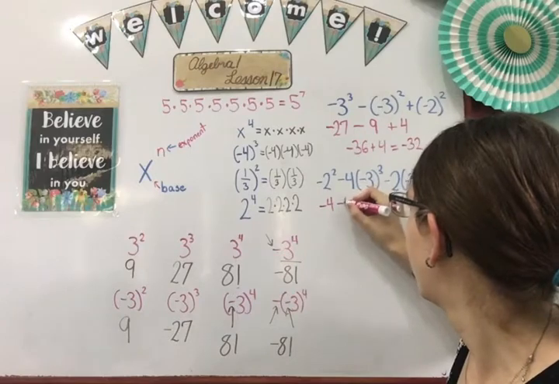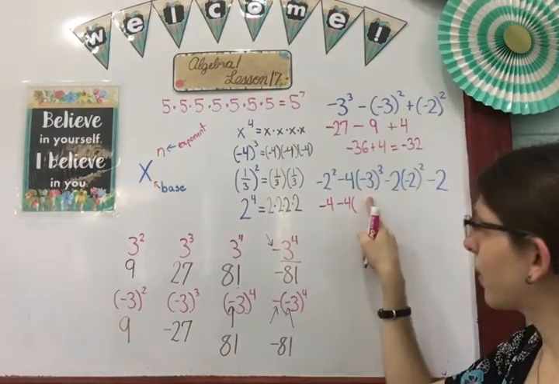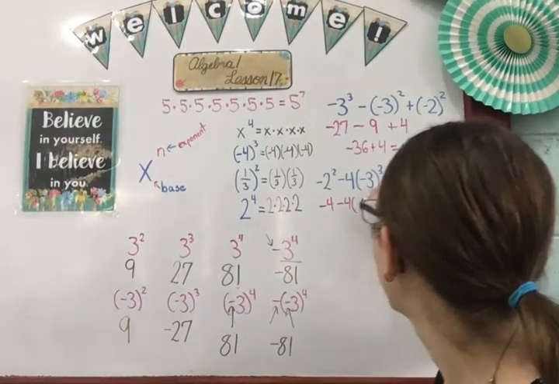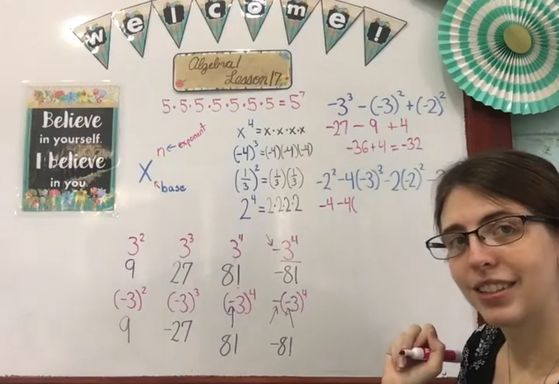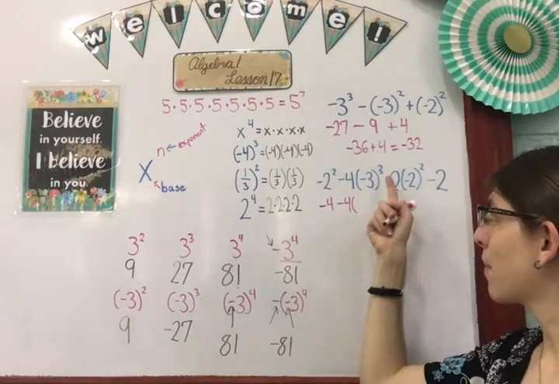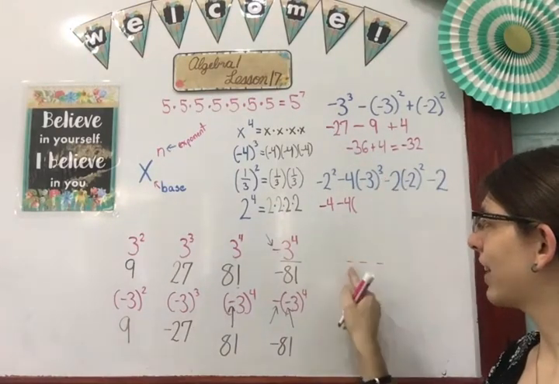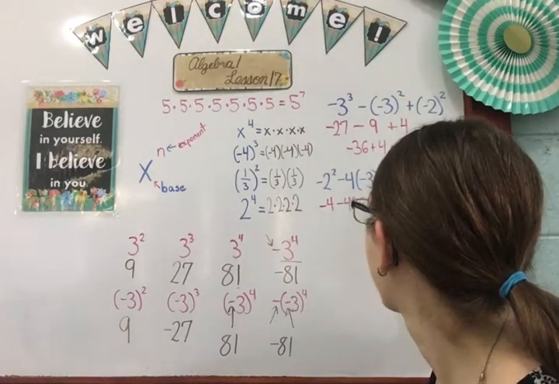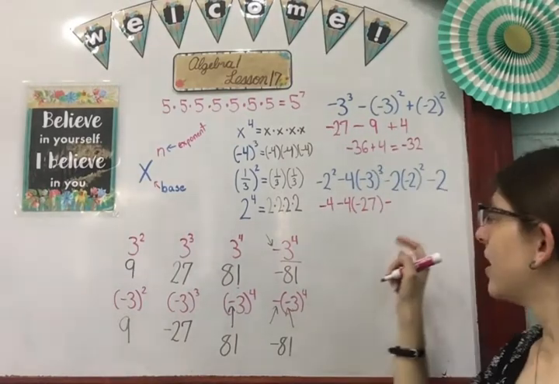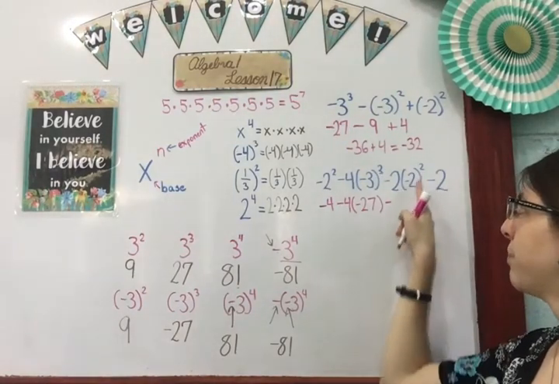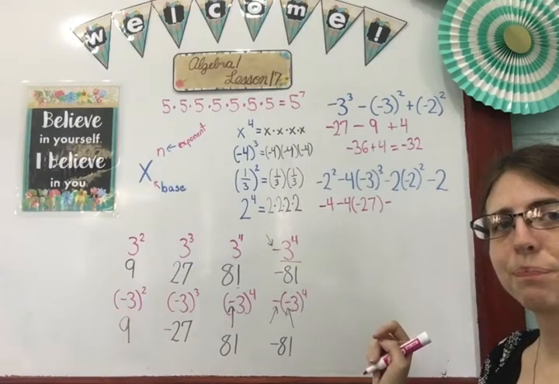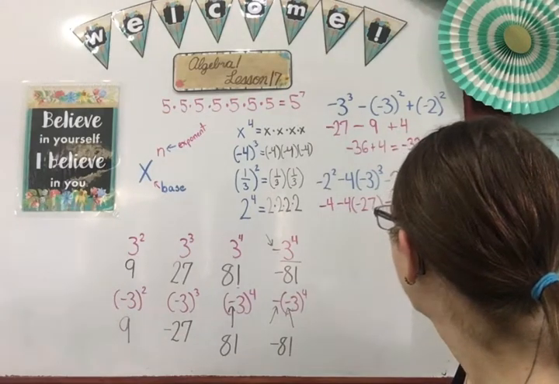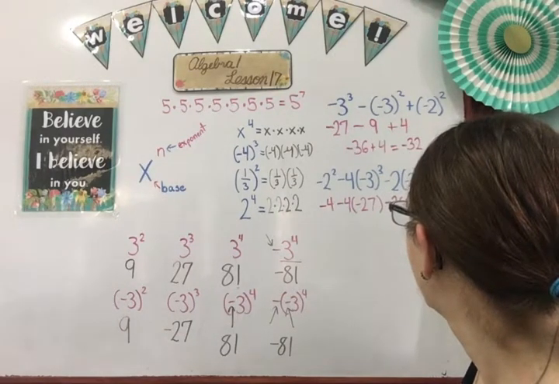minus 4 times, what would be here in parentheses? I have -3 cubed. 27, very good. Positive or negative? Well, my negative is protected by parentheses, so I have 3 negatives. That's an odd number of negatives, so my answer is negative. Now I have -2 squared. What is that? +4. So I have 2 times a +4 minus 2.